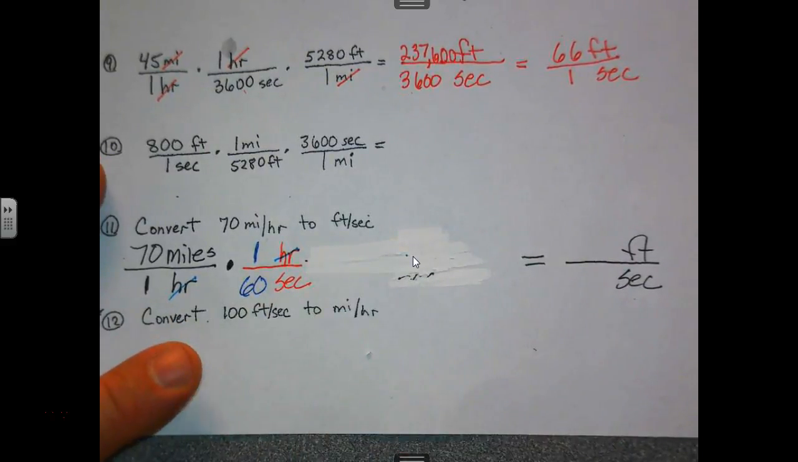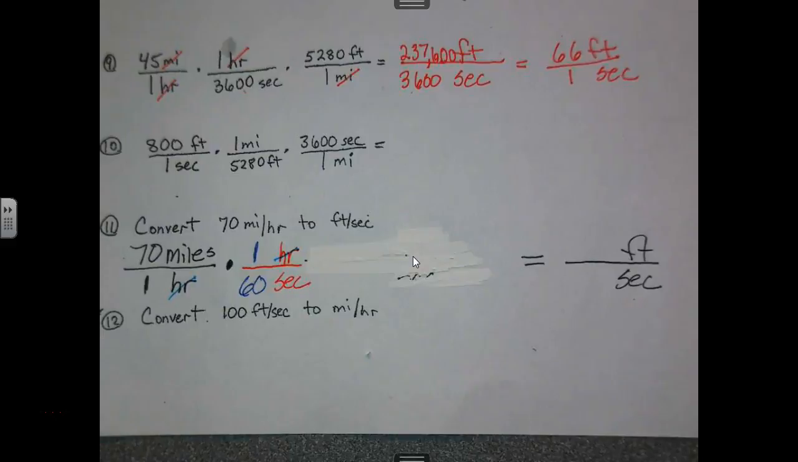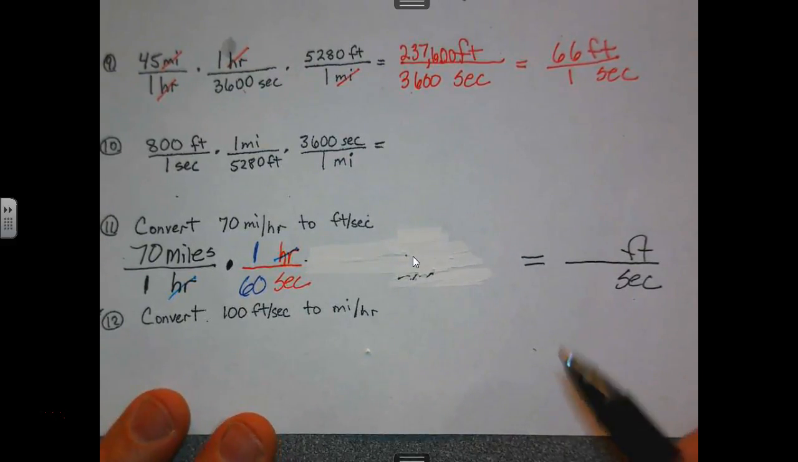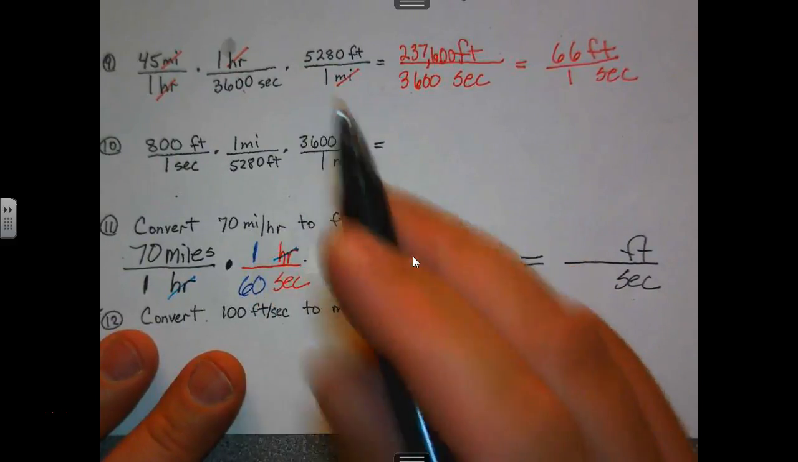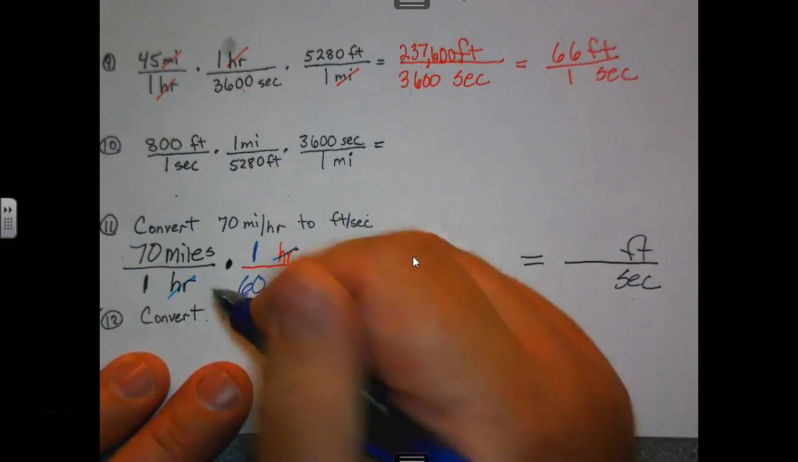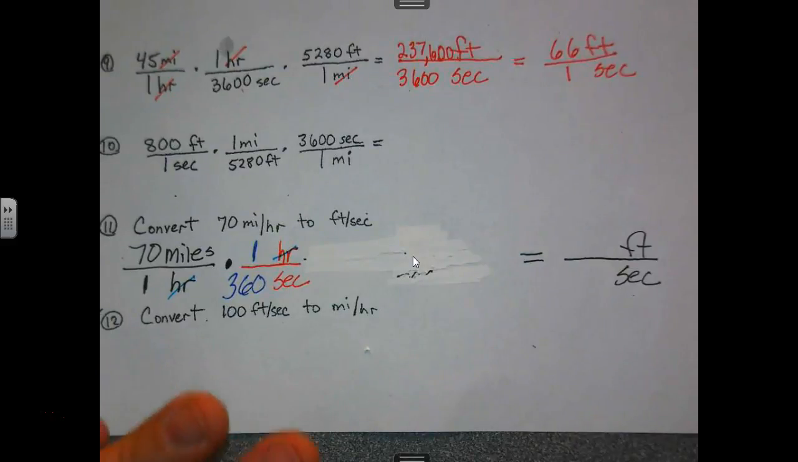60. Only want to multiply it by a unit of 1. 1 hour over 60 seconds is the same as multiplying by 1. Oh, 1 minute. I'm sorry. 1 hour is 360 seconds. I'm sorry. My fault, Big Shot.